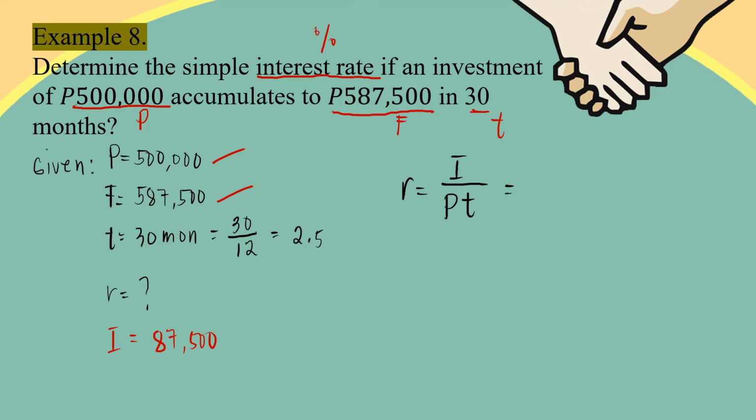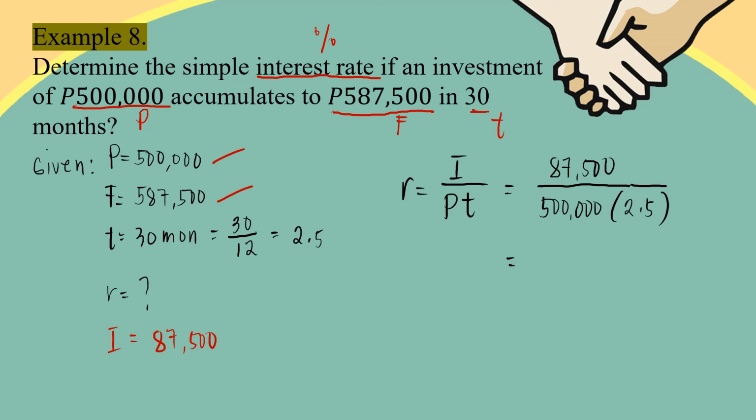Okay, so sa interest, meron tayong 87,500 divided by the principal. So, ang principal ay 500,000 times time. Yung time natin ay 2.5. Okay, so input lang natin yan sa ating calcu.